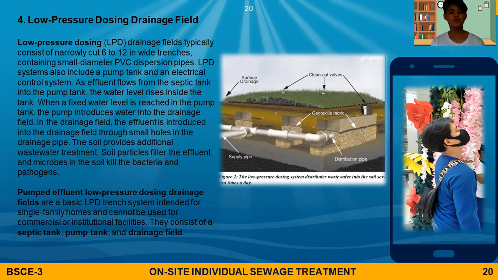Pumped effluent low pressure dosing drainage fields are basic LPD trench systems intended for single-family homes and cannot be used for commercial or institutional facilities. They consist of a septic tank, pump tank, and drainage field. So this system is capable only for single family and is not capable for commercial or institutional facilities.